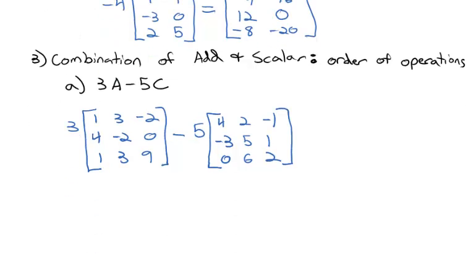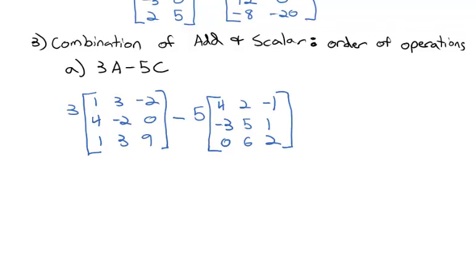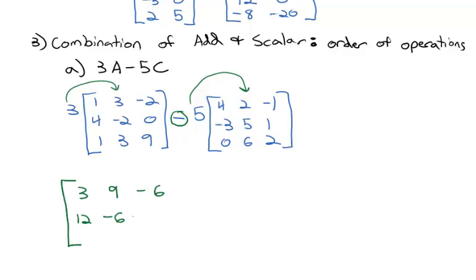I'll give us some white space to work, because this is going to take up some space. So first we do the multiplication. We're going to multiply by the scalar, multiply everything by 3, multiply everything by 5. And when we do, we have to decide, are we going to multiply by -5 and add the result, or are we going to multiply by 5 and subtract the result? I'm just going to multiply by 5. You can multiply by -5 and add if you want. It all comes out the same. So multiplying by 3, we have 3, 9, -6, 12, -6, 0, 3, 9, and 27.